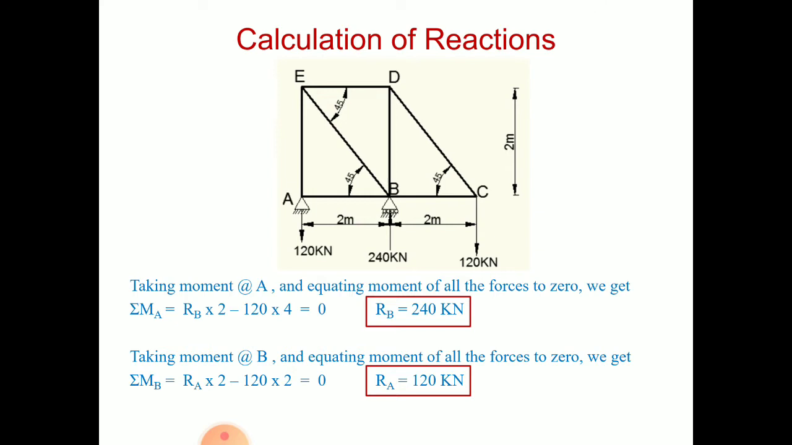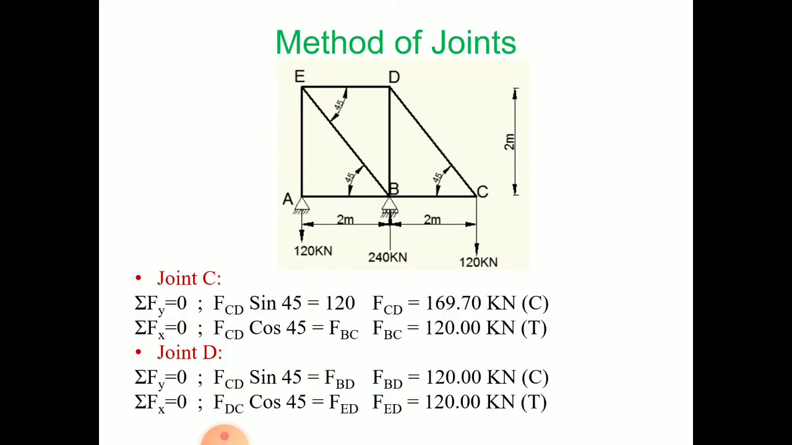First, you will calculate the reactions by taking moment at A and B. The reactions are: reaction at B is 240 kilonewton, reaction at A is 120 kilonewton. Then by method of joints, we can find the forces in the members by equating the horizontal forces and vertical forces to 0 at a joint where not more than two unknowns are there. From this, these are the forces in the members at joint D and joint C.